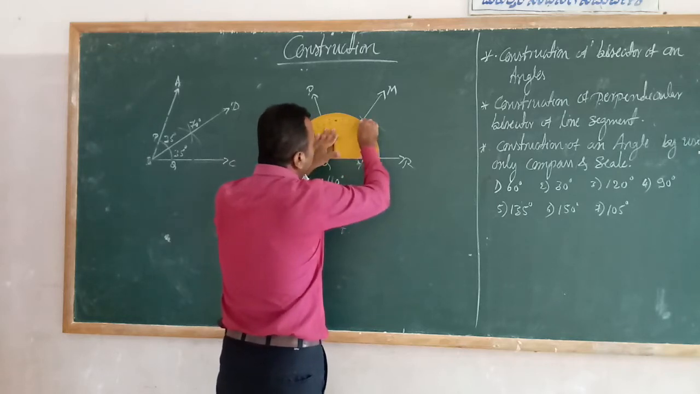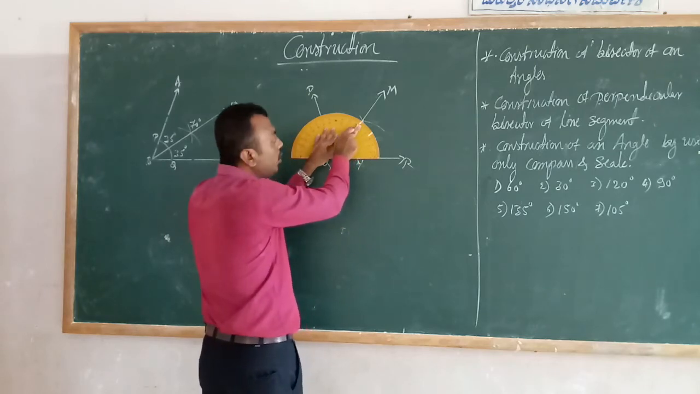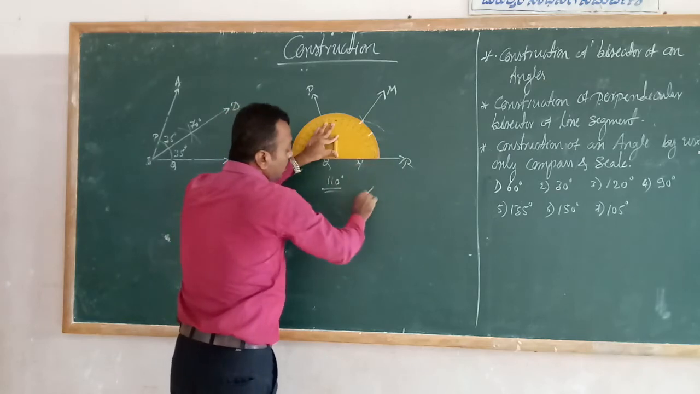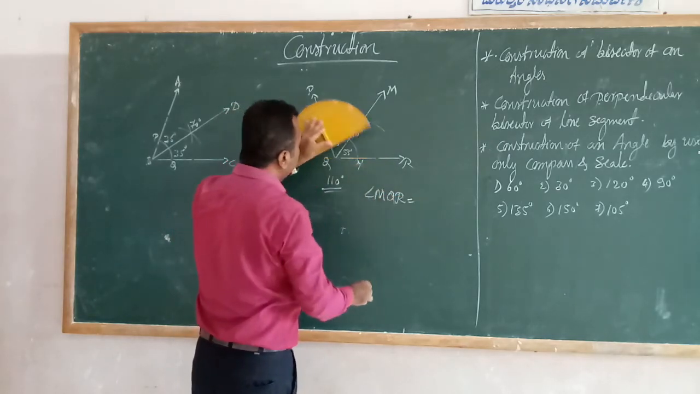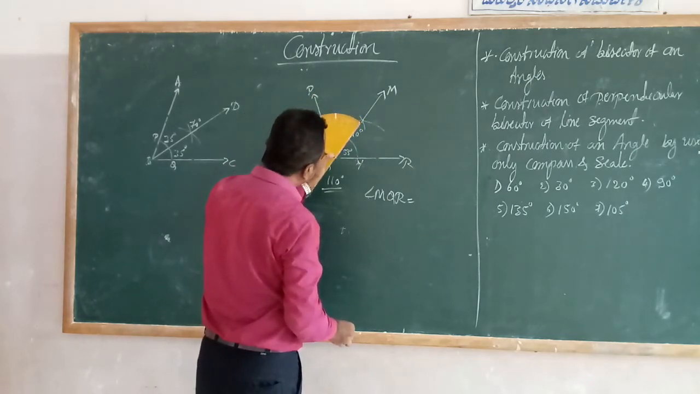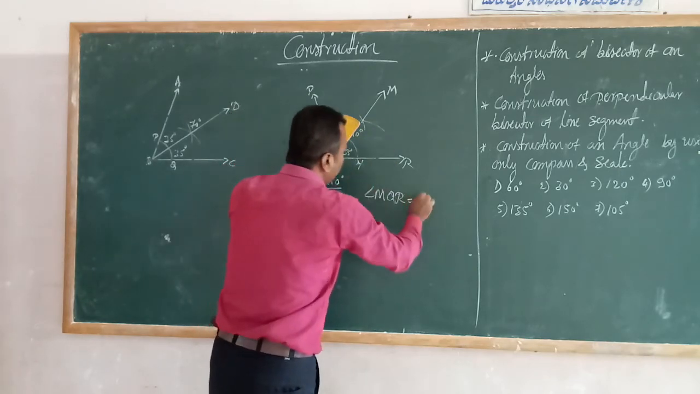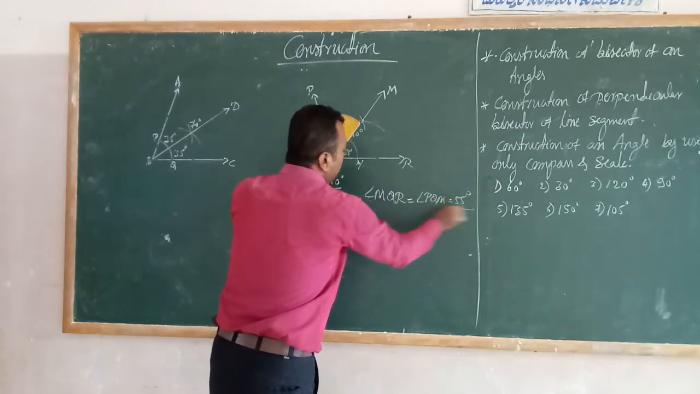Let me check it with the protractor. Yes, this is 55 degrees. This is 50, this is 55. Can you see that mark? Yes, this is 55 degrees. What is that angle? MQR. MQR is 55 degrees. And this angle must be equal to 55 degrees. Is it right? 55 degrees. So that one is PQM. Angle PQM is equal to 55 degrees.